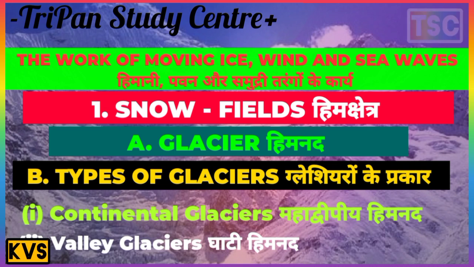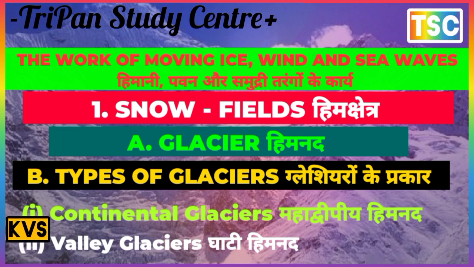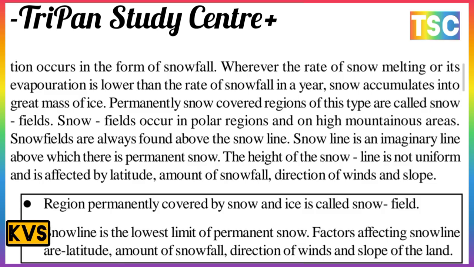In the region where the temperature is very mild, below the freezing point, and precipitation occurs in the form of snowfall, wherever the rate of snow melting or evaporation is lower than the rate of snowfall in a year, the snow accumulates into great masses of ice and permanently covers the region. A region of this type is called a snowfield. And snowfields occur in the polar regions and the high mountainous areas.